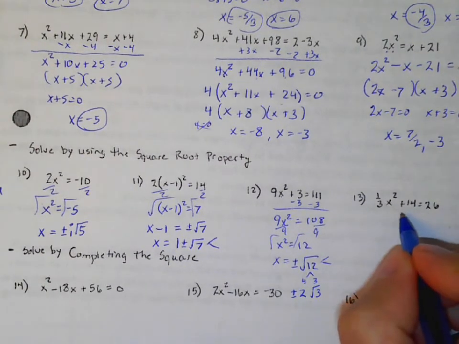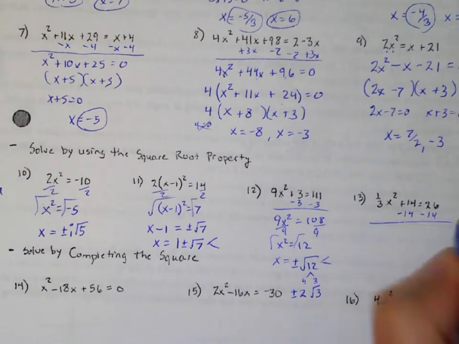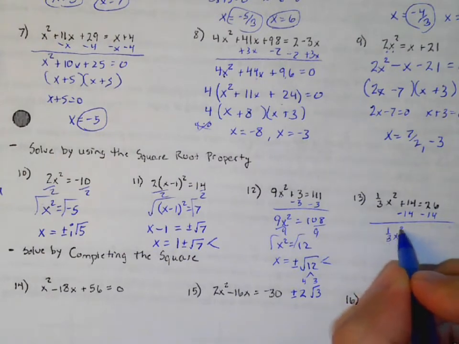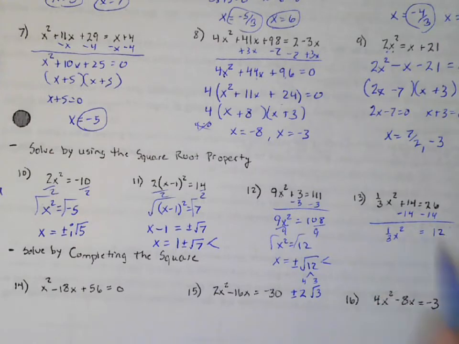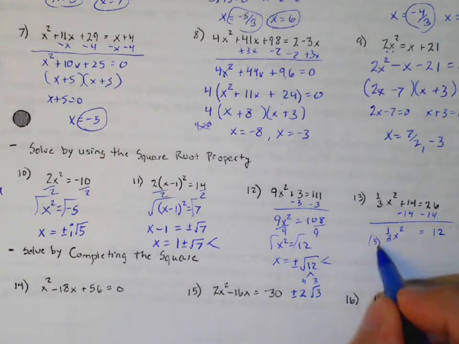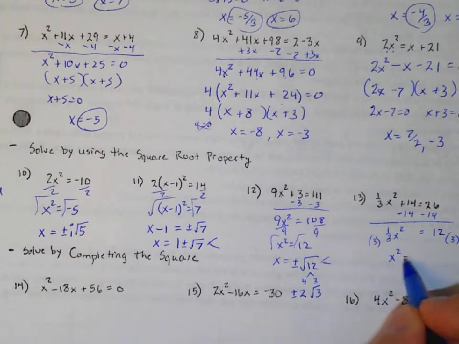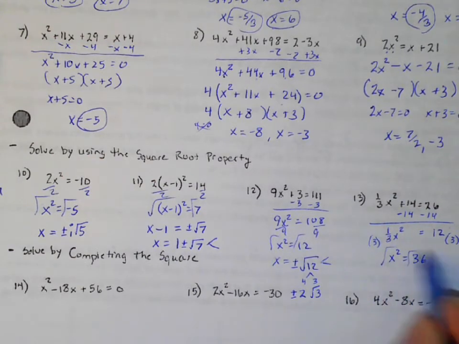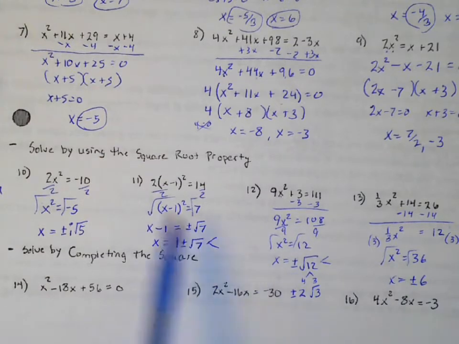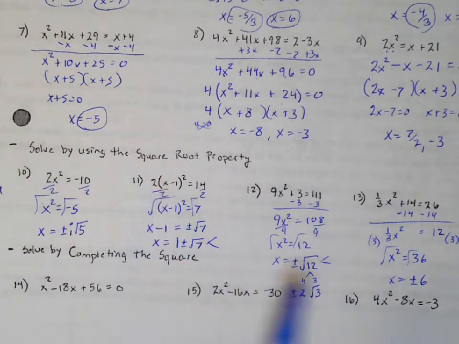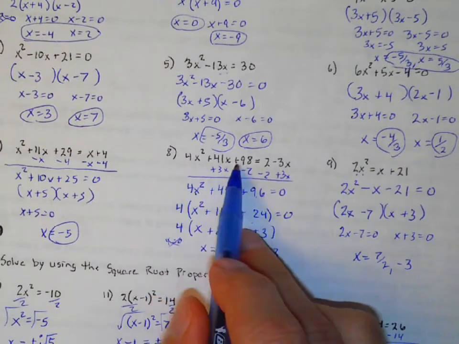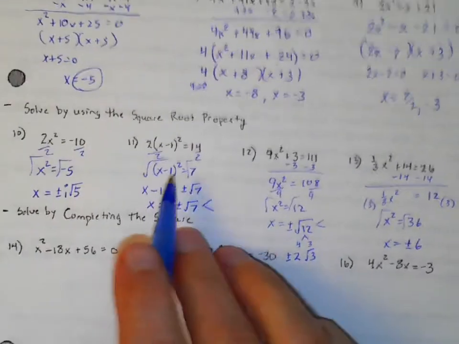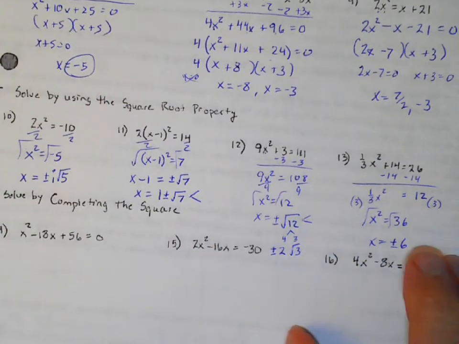Next one. Subtract your 14 from both sides. Okay, get rid of the 1/3 by multiplying both sides by 3. So you get x squared is equal to 36. Take the square root of both sides, you get 6. Oh, that's not the only one though. Plus and minus 6. Okay, so that's the whole idea of the square root method. That's method number 2. Now this method you cannot use when you see an x squared and an x term. This is only when you see just an x squared by itself can you use this method.